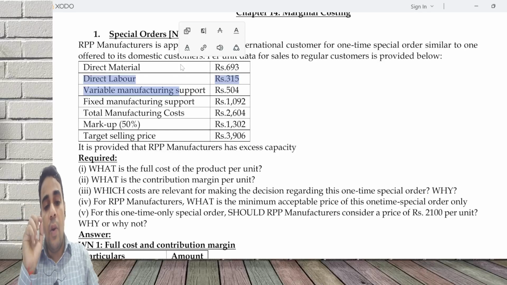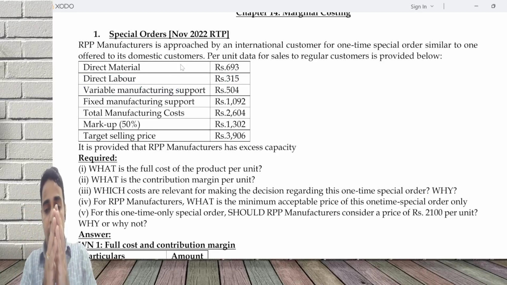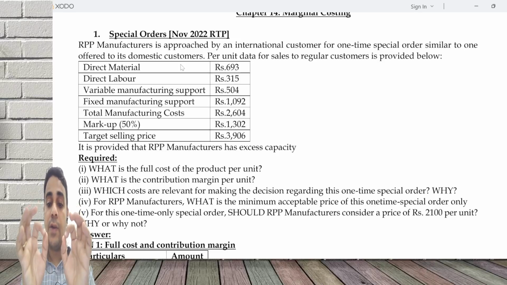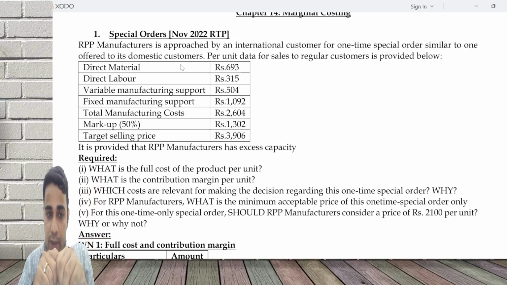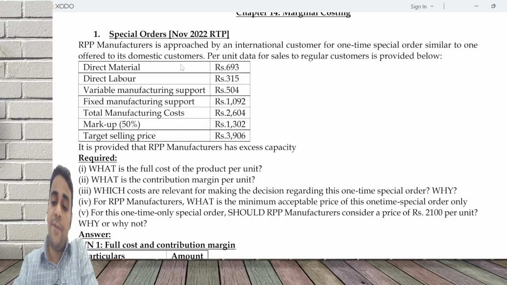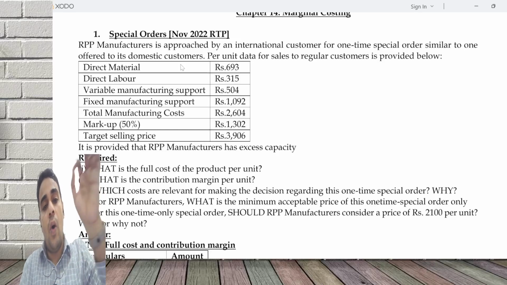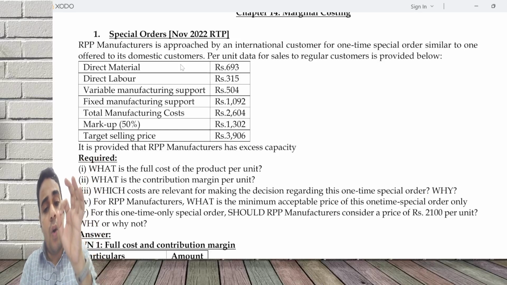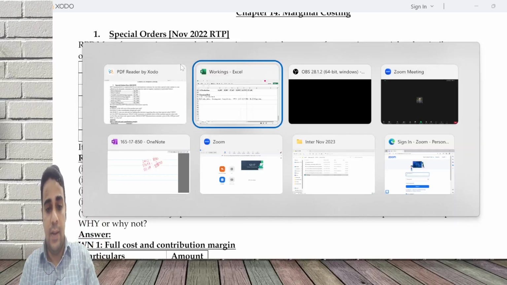Then they are asking what costs are relevant for taking the decision. See, the general rule of decision making is all variable costs are relevant, all fixed costs are irrelevant. Why fixed cost is irrelevant: even if you accept the special order, you will not incur any extra fixed cost. So the rule is all variable costs are relevant, all fixed costs are irrelevant. No extra fixed cost will be incurred.